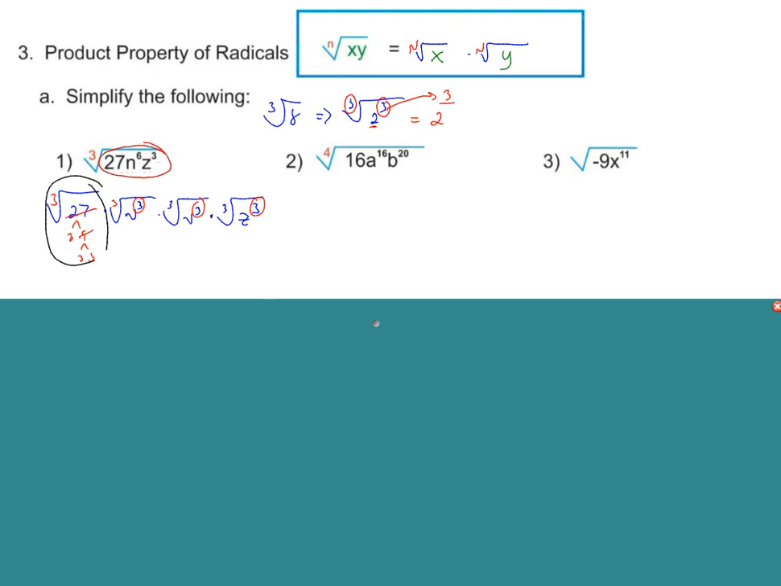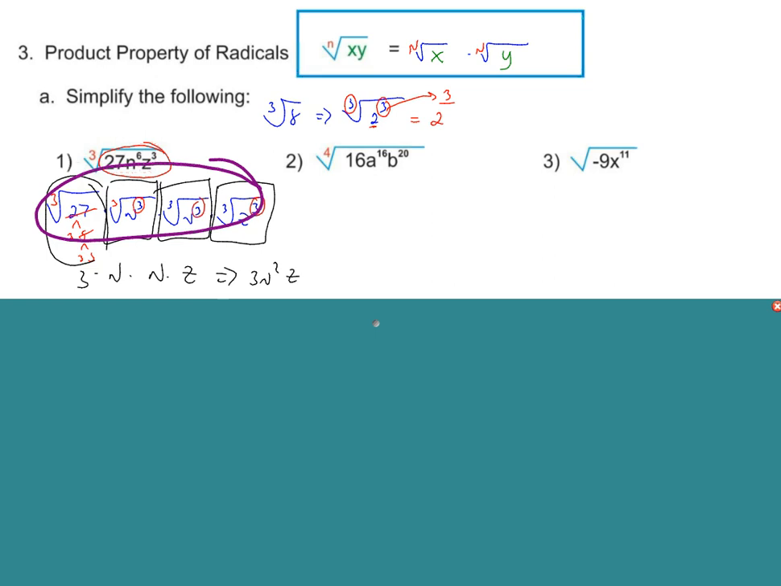So watch what happens. What's the cube root of 3 cubed? 3. What's the cube root of n cubed? n. What's the cube root of n cubed? n. What's the cube root of z cubed? z. And these are all multiplied. Final answer, 3n squared z. We've taken the cube root of 27, n to the 6th, z cubed. Now, we don't break it up like this. We just apply that directly to the radicand.